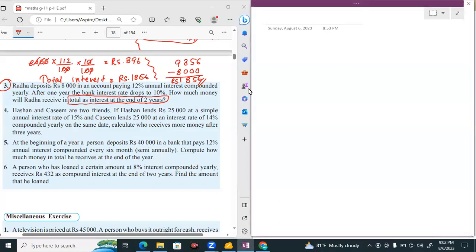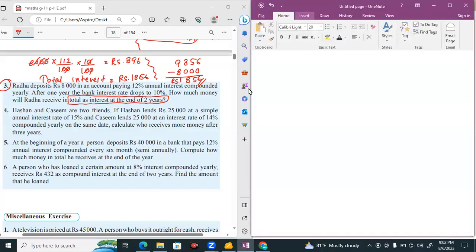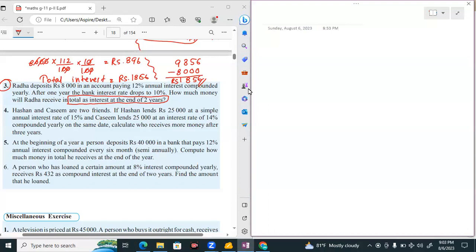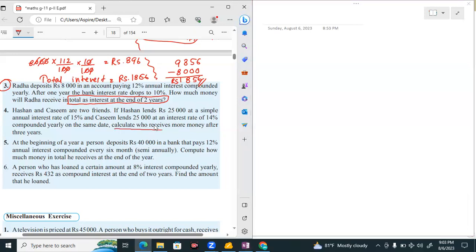Hashan and Kasim are two friends. If Hashan lends 25,000 at a simple annual interest rate of 15% and Kasim lends 25,000 at an interest rate of 14% compounded yearly on the same date, calculate who receives more money after 3 years. First we have to calculate the total money at the end of the 3 years.